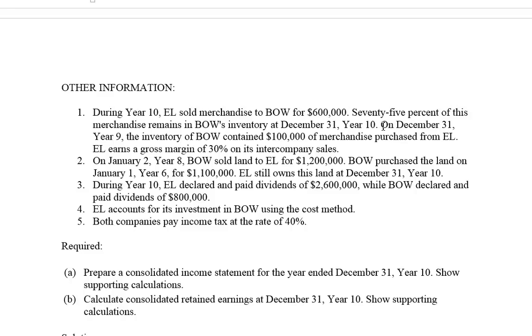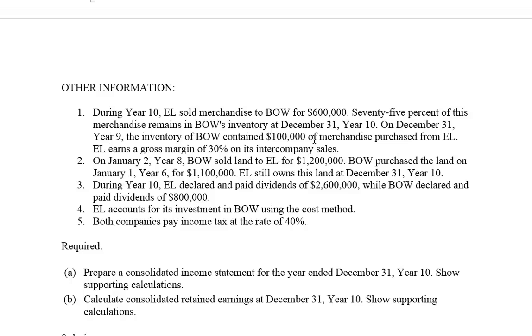Now, it also said that on December 31st, year 9, which was an intercompany sale that happened in the previous year, the inventory of Bo, the sub, contained $100,000 of merchandise purchased from the parent, L. Here's where the difference is. In year 9, when that intercompany sale happened, what did you do? Well, the parent, rightly so, as a separate entity, booked that profit. But the consolidated entity didn't, because the sub, Bo, hadn't yet sold it outside. That's why we said at the end of year 9, it still sits there. That $100,000 is the amount of inventory that they bought, the dollar value of what they paid for the inventory that they hadn't yet unloaded to third parties as at the end of year 9. So that's going to be coming into consolidated income this year as profit.